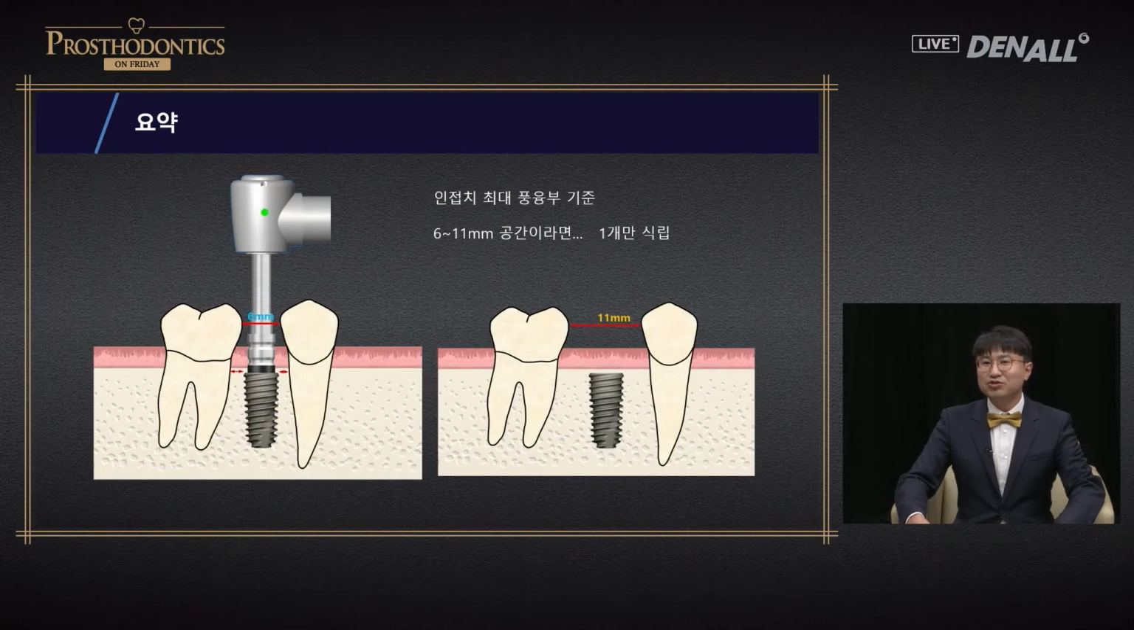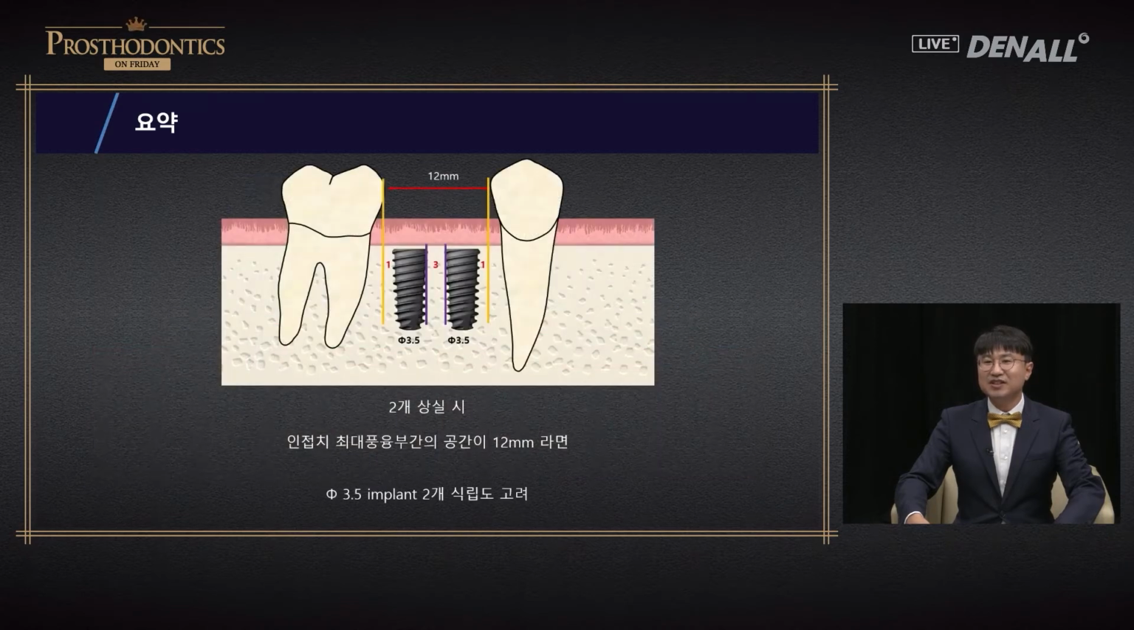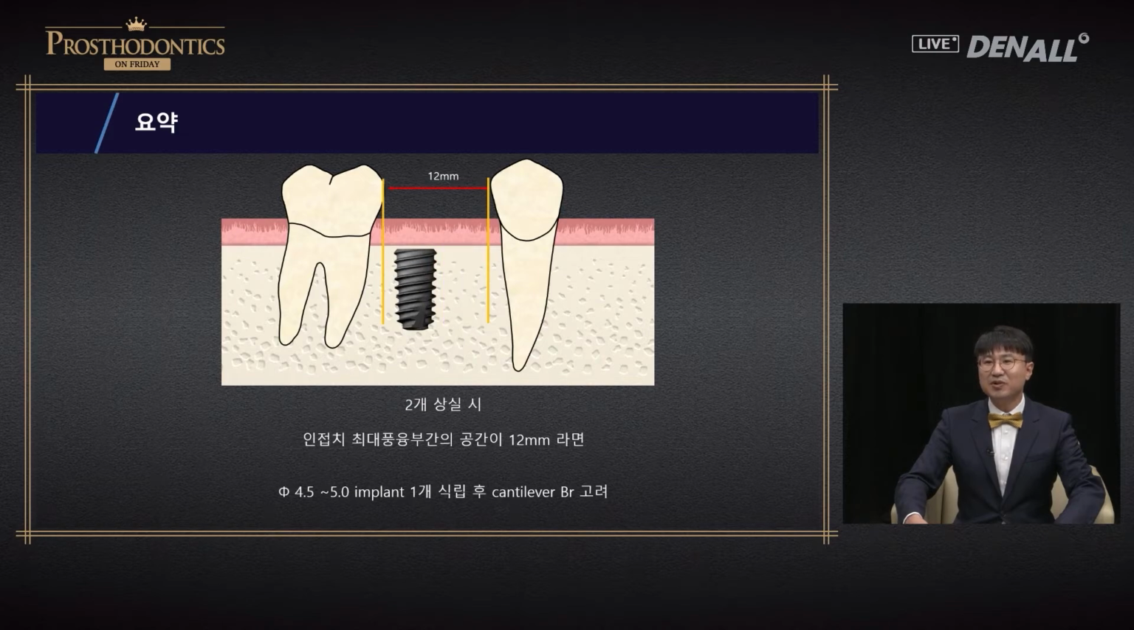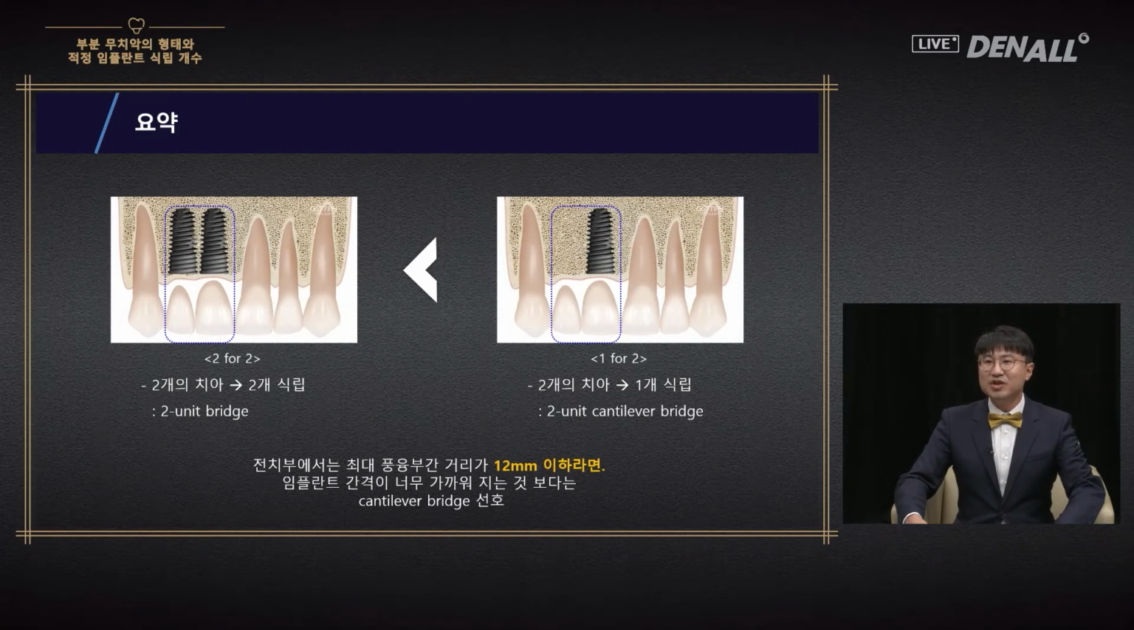Let's summarize. If the space is approximately 6 to 11 millimeter, I would place only 1 implant. In 2 missing case, I would think long and hard if the distance is 11.1 to 12.9 millimeter. From 12 millimeter to 12.9 millimeter, I would normally place 2 3.5 diameter implants, because I don't like a cantilever, but I keep this option in mind as well. In the anterior, if the height of contour distance is below 12 millimeter, rather than having implants placed too close, I prefer a cantilever bridge.